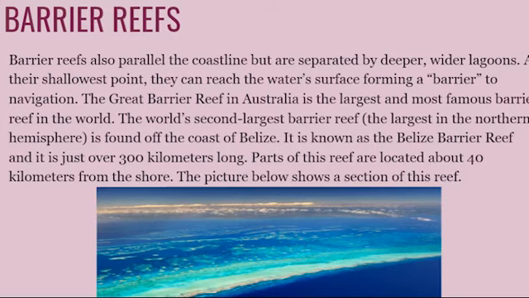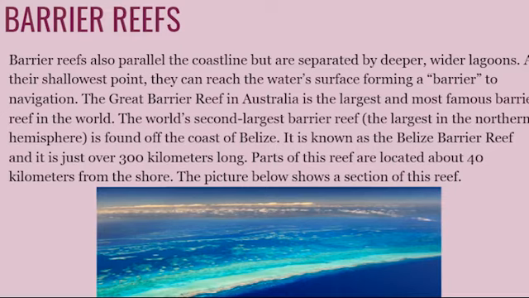Okay, now the Great Barrier Reef in Australia is the largest and most famous barrier reef in the world. Now, the world's second largest barrier reef, or the largest in the northern hemisphere. So it's the second largest, but in the northern hemisphere, it's the largest. It is found off the coast of Belize, so in the Caribbean. It is known as the Belize Barrier Reef, and it is just 300 kilometers long.